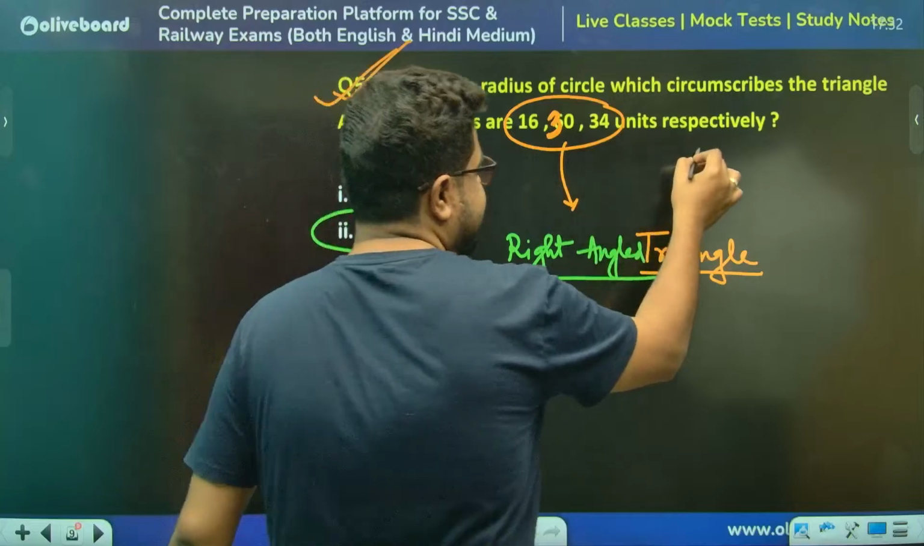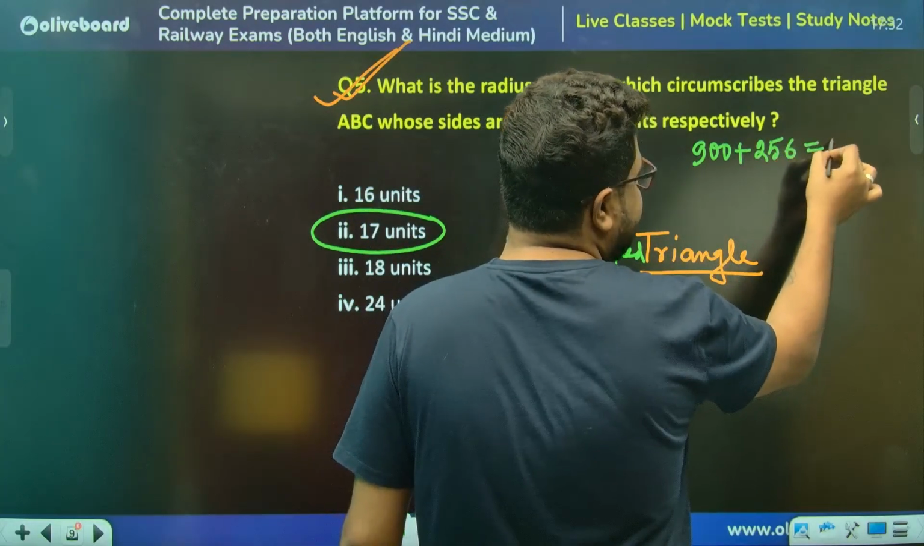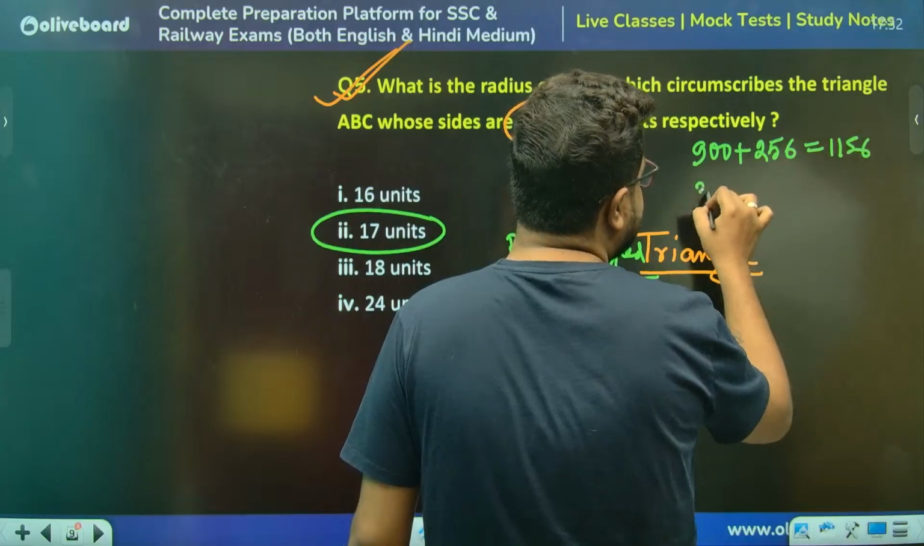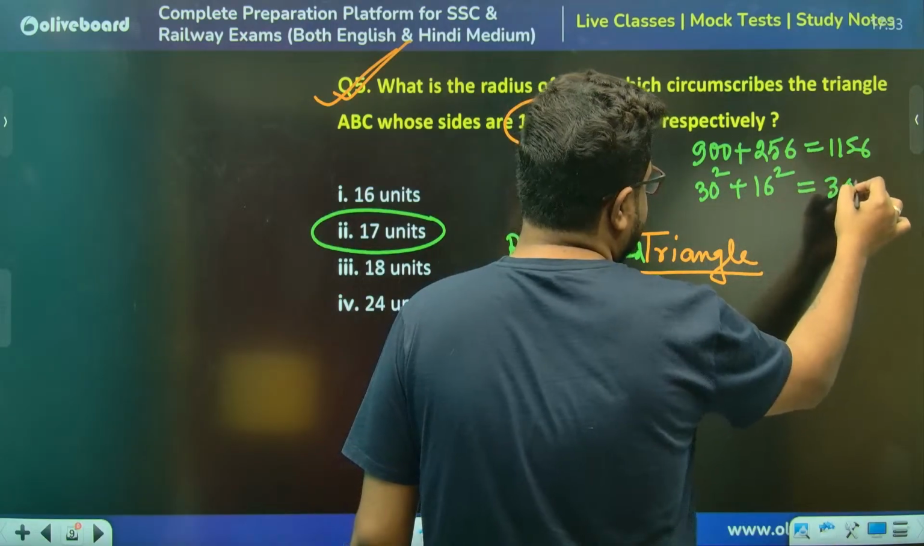900 plus 256 gives you 1156. 30 square plus 16 square gives you 34 square.